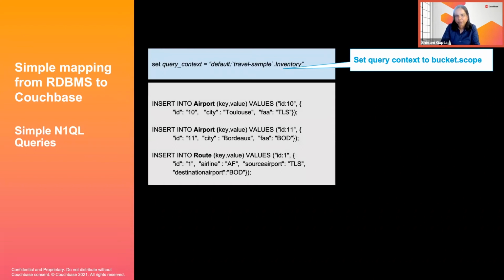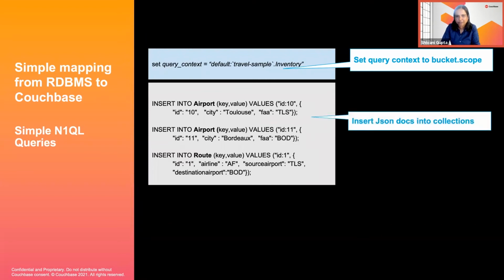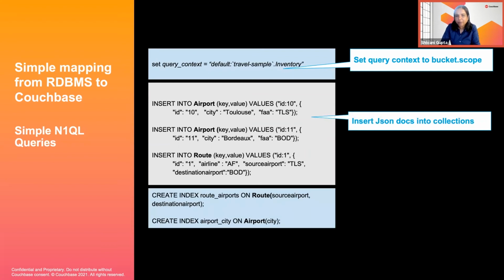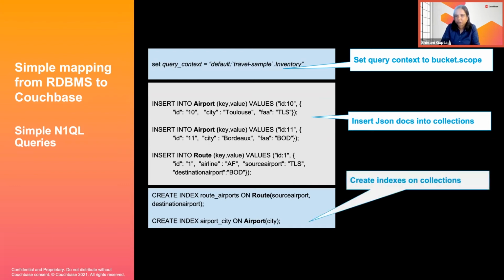So after I've set the query context, I'm inserting a few documents into the airport collection. So I'm inserting 2 airports in 2 different cities. Then I'm inserting a route between those 2 cities in the route collection. Next, I create a couple of indexes on each of these collections. And as you can see, both these insert and create index statements are very simple, very much like what you would do in a SQL-based application.